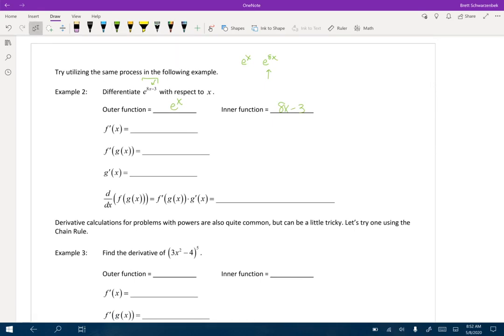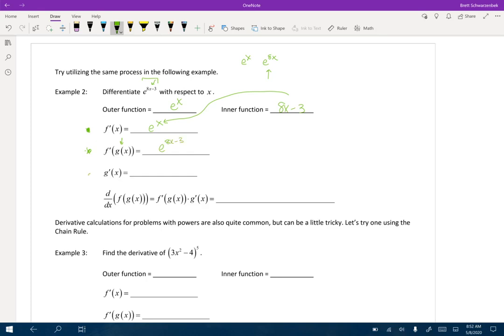Okay, so what do we have to do again? We have to find the derivative of the outer function. The derivative of the outer function e to the x is just itself, e to the x. What is the derivative of e to the x, that function, but with g of x inside of it? Well, we need to take this guy and put him in there. So e to the 8x minus 3.